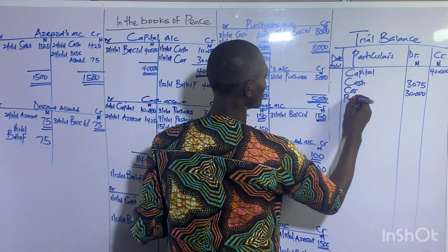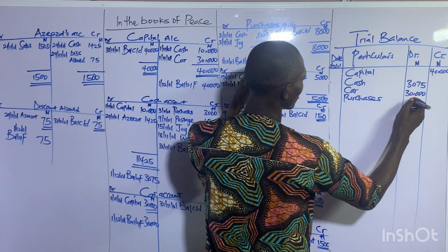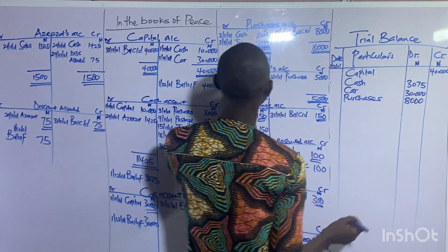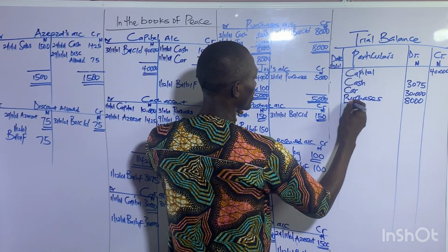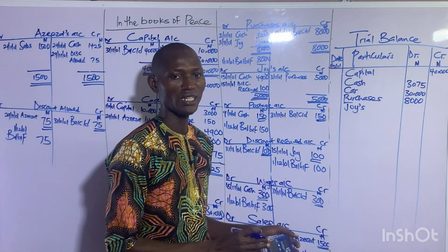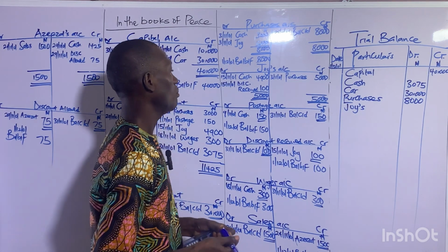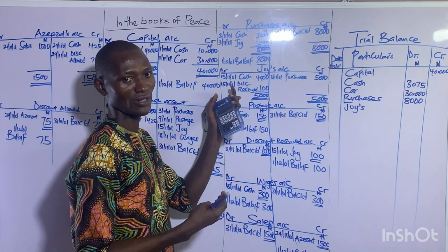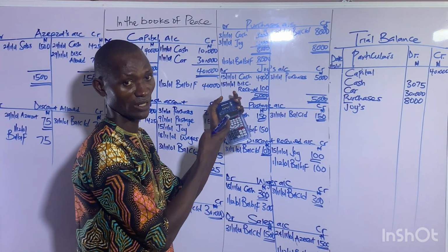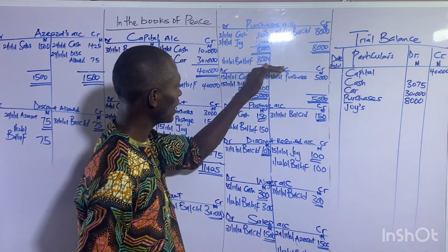Purchases is an expenses account, and all expenses are debited. So 8,000. Joy's account. Joy is a personal account, and it can either be a debtor or a creditor, because debtor is a personal account as well as creditor, depending on the transaction that Joy entered into here. So Joy's account is self-balanced.